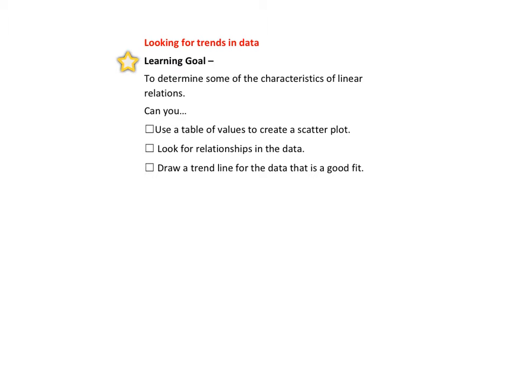In looking for trends in data, our goal is to determine some of the characteristics of linear relations. You've already used a table to create a scatter plot or graph. We've looked for relationships in the data. Does the data make a linear or nonlinear pattern? And now we want to draw a trend line that's a good fit to the data.